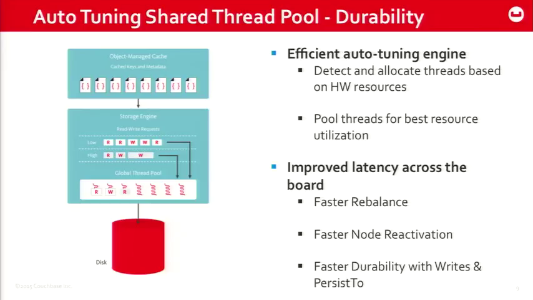One comparison we did with the previous version, 2.5, which didn't have the shared thread pool, against 3.0, where we introduced it: it was almost 3x faster to bring the server back and do any background operations in Couchbase Server. As I said, this is important for high availability because you get faster rebalance and faster node reactivation, and also for durability, persisting to disk or writing to the replica.